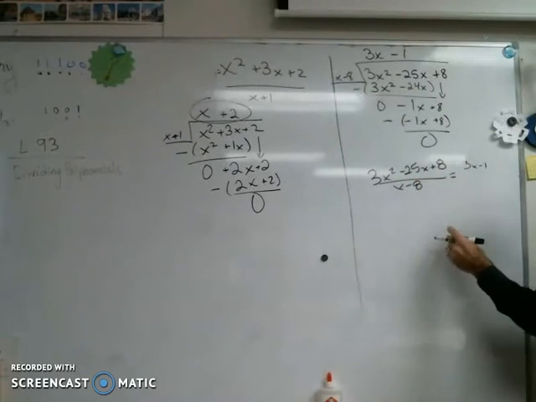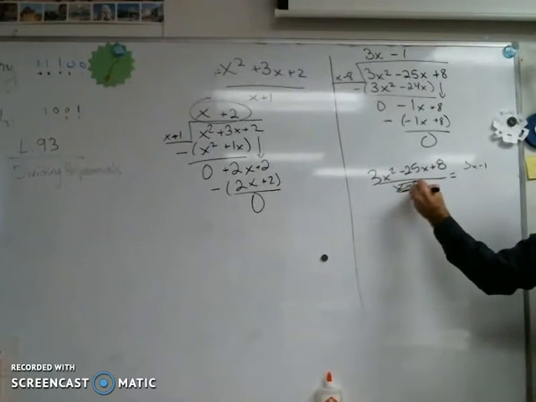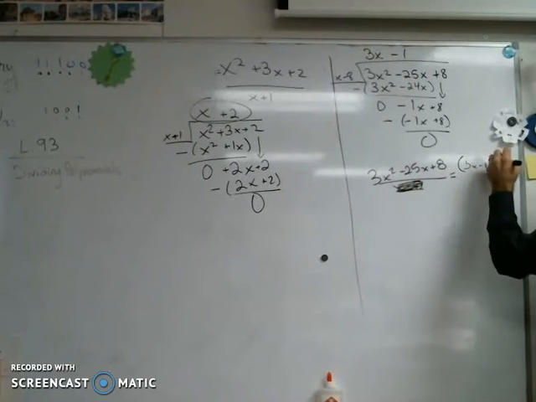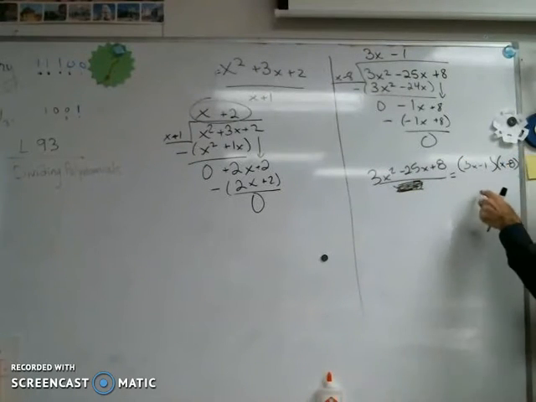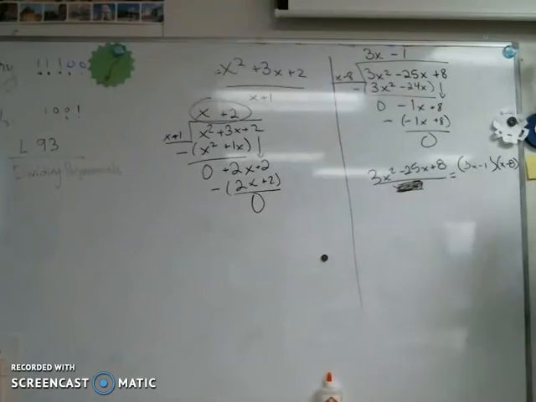Or I could say it another way, as this is set up right now. I can multiply both sides by x minus 8, and I could say that that equals that. Just factored it out, or I divided it out, and that's what was left.